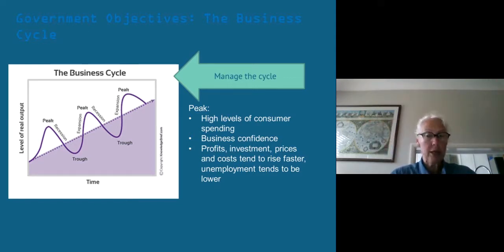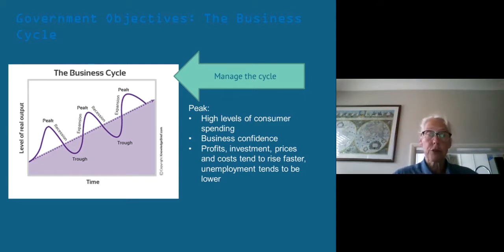And when you're in a peak, you tend to have high levels of consumer spending. There's a lot of confidence about, and so people are willing to spend money, and that filters through to business confidence. And this is where businesses tend to make profits, and they're investing in things. But we also see that prices and costs tend to rise faster. Unemployment, on the other hand, tends to be lower. So the government's trying to manage this so we don't have too big peaks and too many troughs.